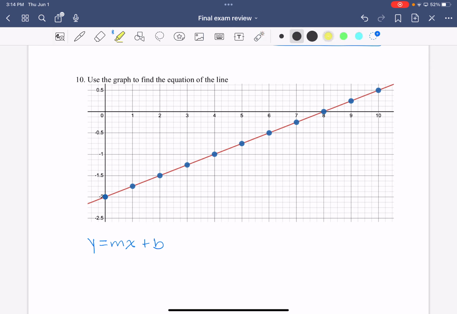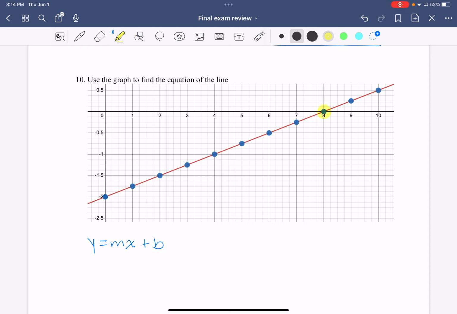What if we were to graph it first? It doesn't work that way. You're not graphing anything. You're just using these points, given to you, to plug in to your y equals mx plus b.